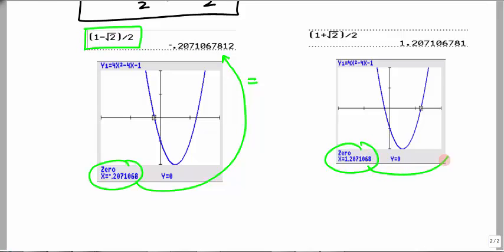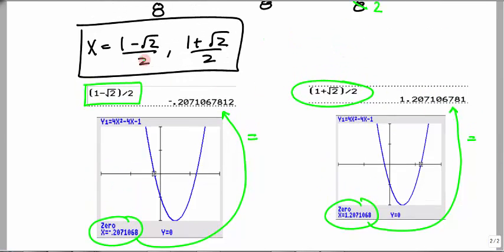This value matches this value, which tells me this solution is correct. And so my overall solution, 1 minus root 2 all over 2, and 1 plus root 2 all over 2, is correct. So that's using the quadratic formula.